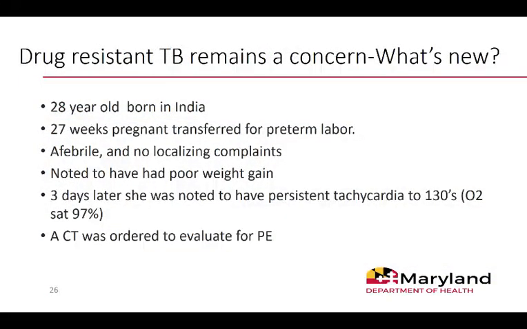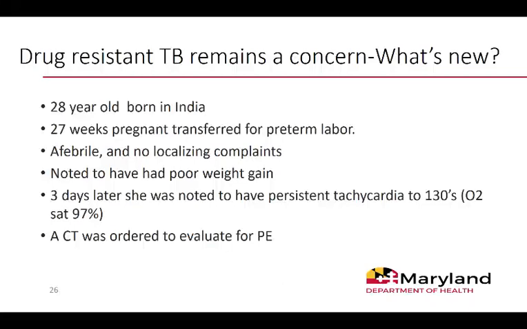While most cases of tuberculosis in Maryland involve isolates that exhibit drug susceptibility, drug resistance remains a concern as well. Here I share the case of a 28-year-old who was born in India and presented to her local hospital at 27 weeks of pregnancy for preterm labor. She was afebrile, had no localizing complaints, but was noted to have poor weight gain.